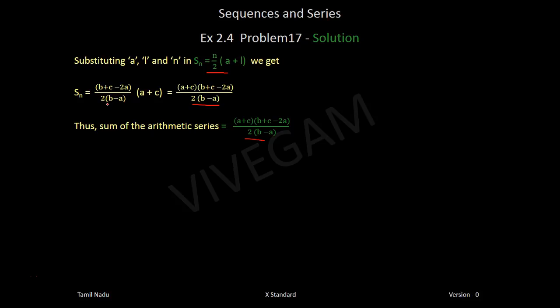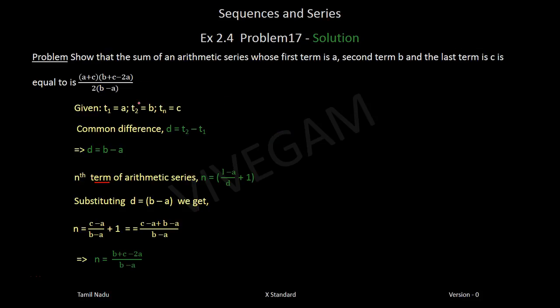Okay, so let's revise it one more time. First thing, we are taking the three terms as: t1 is a, t2 is b, tn equal to L. Please write it as L; it's not tn, it's better to write it as L. L equal to c. And find the common difference. Common difference is t2 minus t1, that is b minus a.